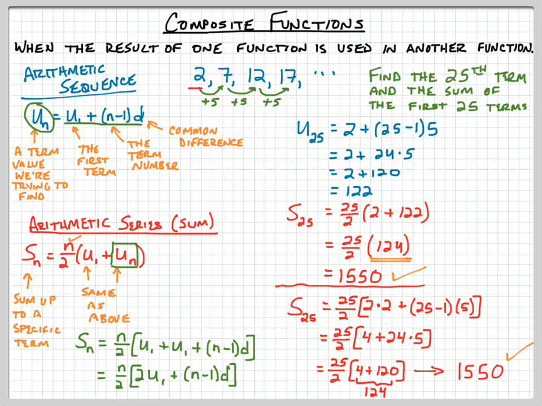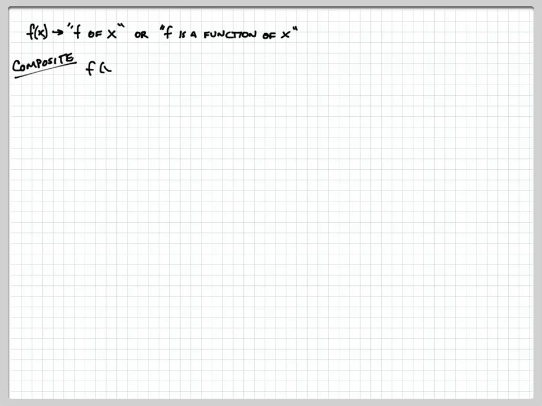So let's see how this works using actual function notation, okay? So we've got f parentheses x. And the way that we read this is we say f of x. We can also say f is a function of x. Okay, so that's another way of saying this. So a composite function is when we've got two functions, f of x and g of x. g of x is just another function that we have. And we're going to put g of x inside of f of x. So this is like in the previous, where we put the u of n, the formula for the u of n, inside the s of n function.